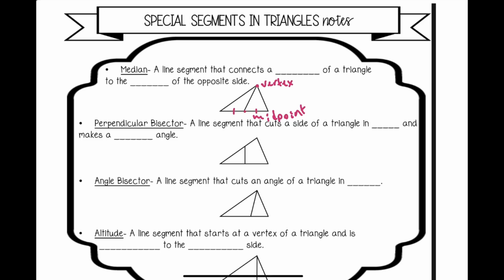The next one is called the perpendicular bisector. It does the same thing. It's a line segment that cuts a side of a triangle in half and makes a right angle. The next part is angle bisector. It's a line segment that cuts an angle of a triangle in half. So here's my angle. It comes from my vertex and it cuts it in half. So two little arcs, like one arc in each angle, means they're the same size.